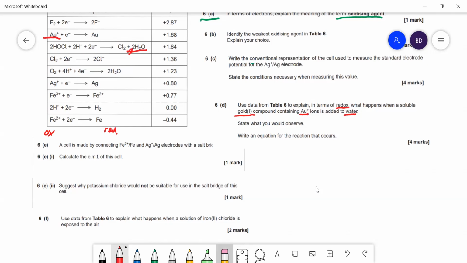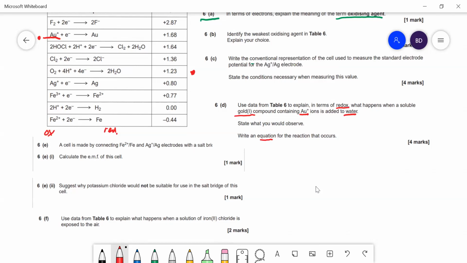The one we're interested in is this one here, this half equation. So these are the 2 half equations we're interested in. All right, so what happens when you add it to water? And we need to write an equation for this reaction as well. So we'll probably write the equation first and then we'll say.